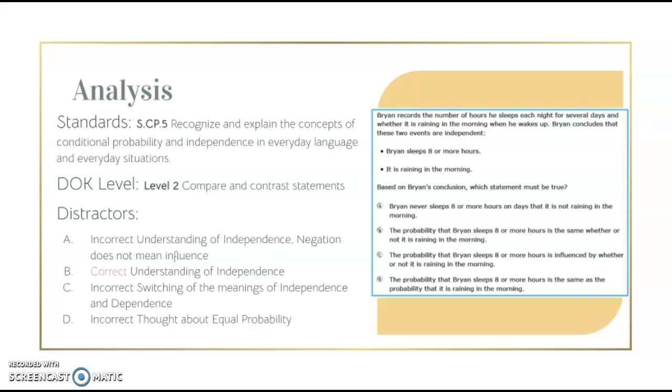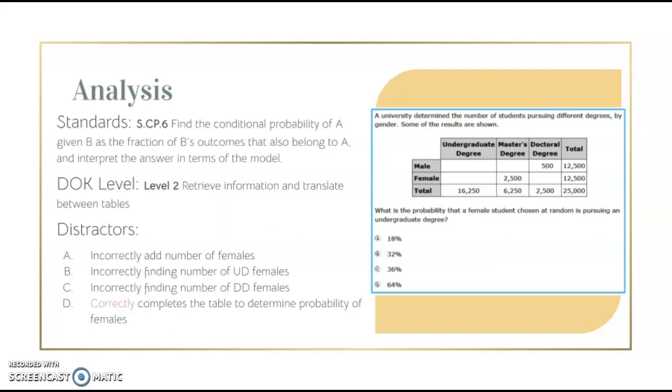Again, we have a standard aligned, so that's great. It shows content validity. Here we have another depth of knowledge level 2 because they're retrieving information and translating between tables. So this one was also just a good, solid question. I really thought that this Geometry Spring 2019 assessment did a really good job of making sure there's no bias in the questions, as well as having quality distractors that students might actually choose.